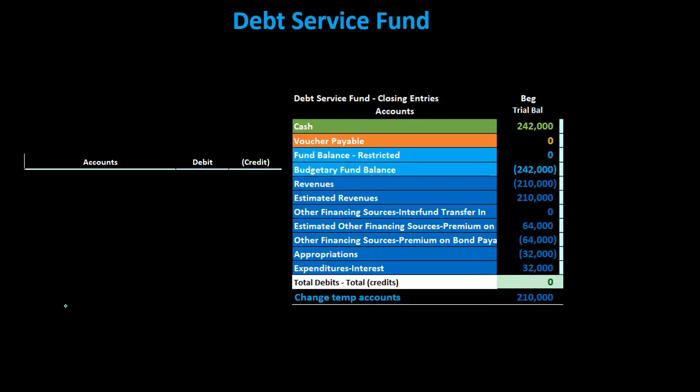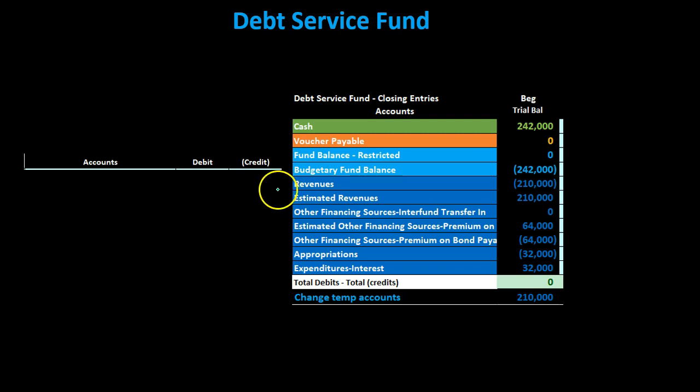Okay, so now the debt service fund, we're going to do the closing process for the debt service fund now. Same type of process. You would think it would be easier than the government-wide activities for a fund, which is smaller, but this one's more complicated in that here we have the budgetary accounts as well as the normal type of accounts.